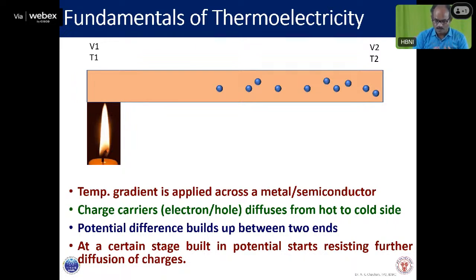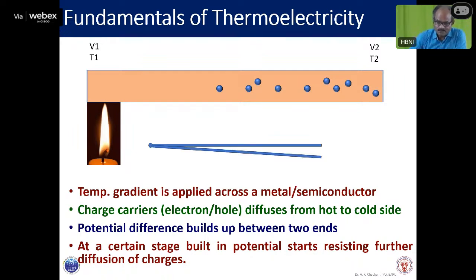So now we applied a temperature gradient, and because of the temperature gradient, the charge carriers move from one side to another side. Because of the movement of this charge, a potential is established, and this potential further resists the movement of charges from one side to another side or in the same side. So in thermal equilibrium, or overall equilibrium, a constant potential is developed between these two ends.